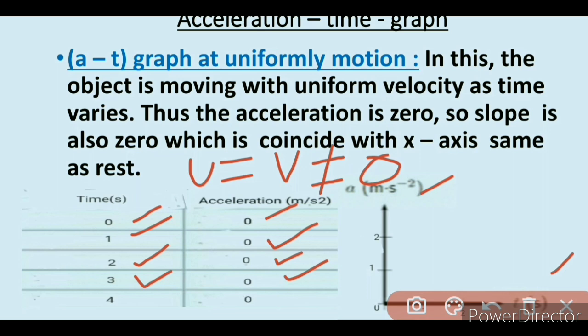So it is clearly seen that as time is increasing, the object covers distance in equal intervals of time, so the acceleration is constant throughout the interval. Thus the slope is also 0, because acceleration is 0, so the line coincides with the x-axis. This case is similar to the acceleration time graph at rest.